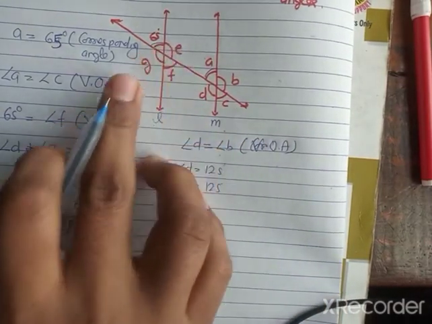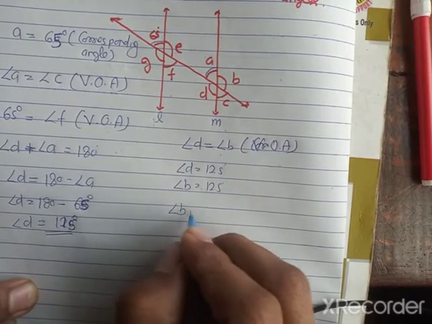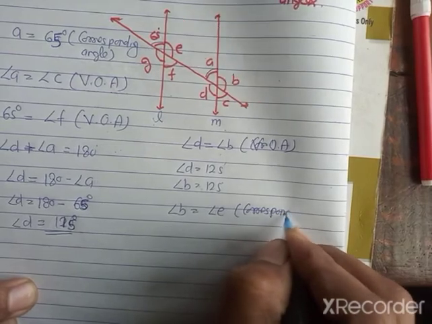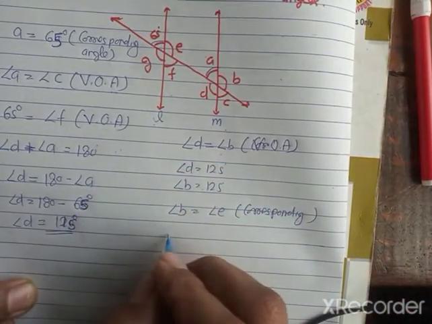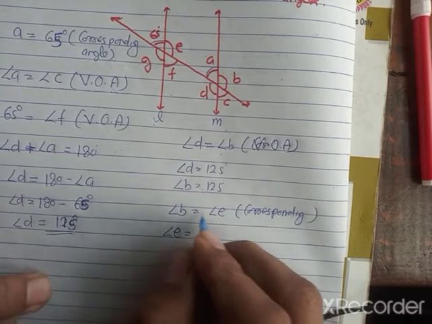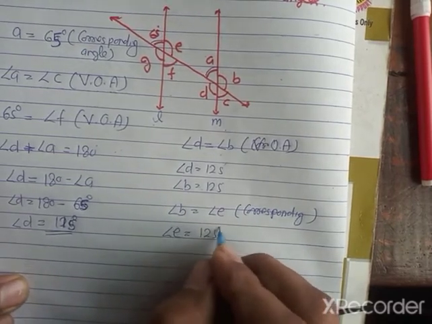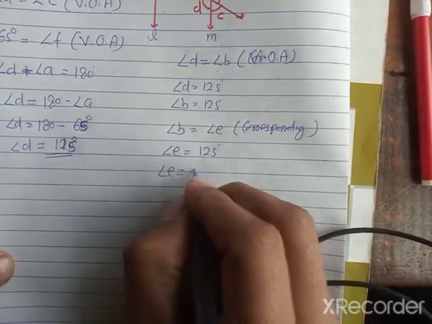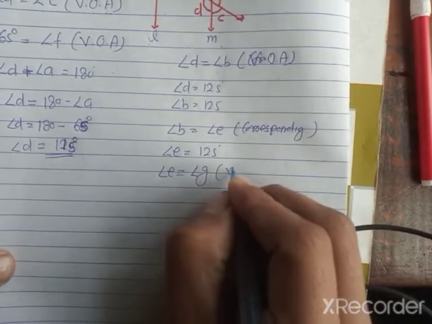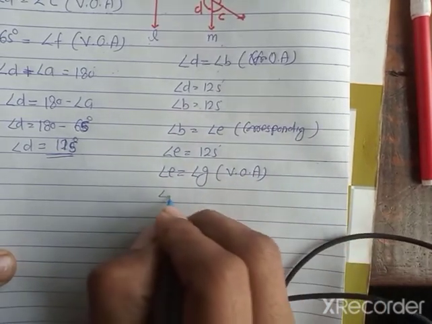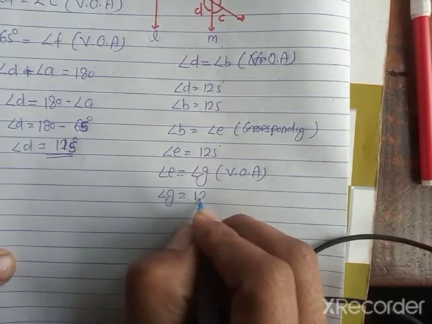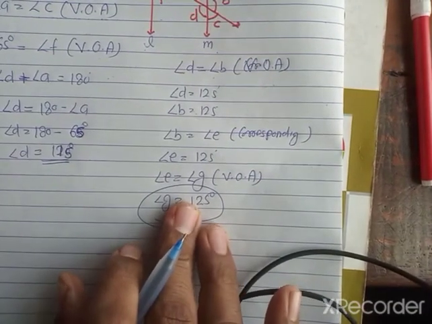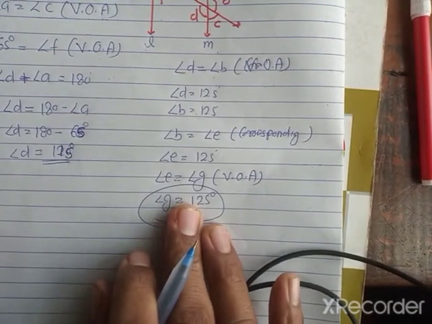And angle E and angle F. Angle B is equal to angle E by corresponding angles. Angle E is equal to angle G by vertically opposite angles. So angle G is also the same. Okay, all the questions are done.